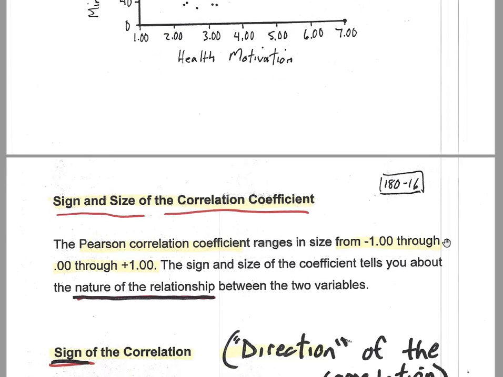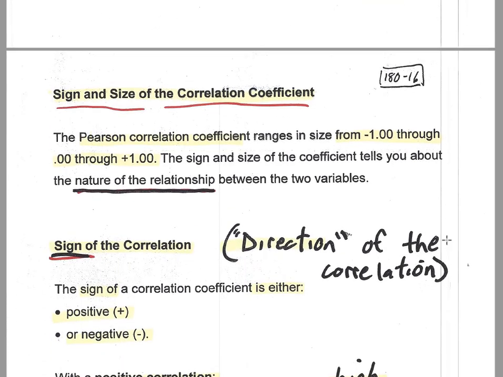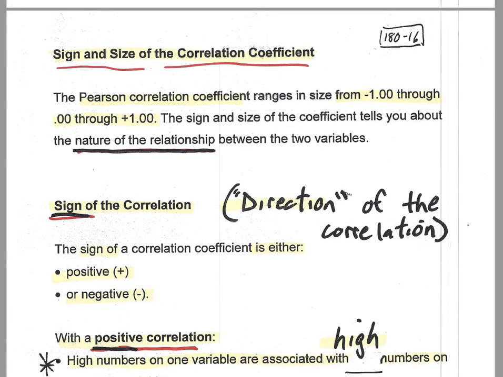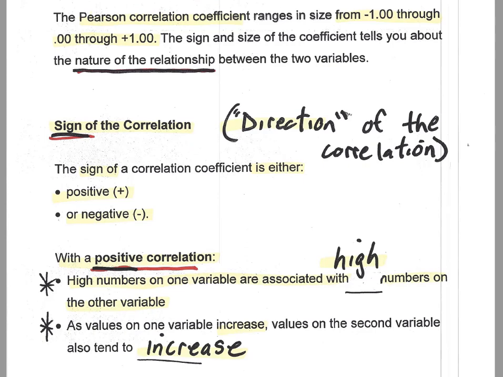I'm still on page 16. First up is the sign of the correlation, what some textbooks call the direction of the correlation. Sign of correlation coefficient is always either positive or negative. What does it mean if you have a positive correlation? With a positive correlation, high numbers on one variable are associated with high numbers on the other variable. When you look at the scatter plot, you can see that as values on one variable increase, values on the second variable also tend to increase.